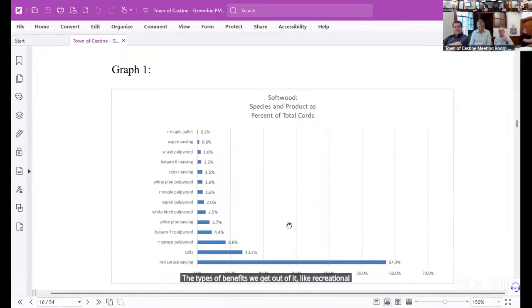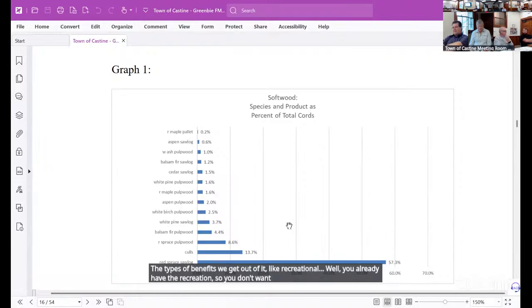Well, you already have the recreation, so you don't want to screw up what you have. Right. I agree, and at some point in my notes, I have to read the easement. It's probably officially online, or do you know? Yeah, they get recorded. So it's recorded, so I can push that way.